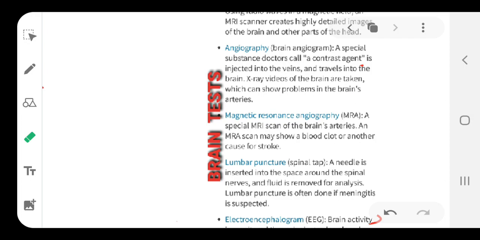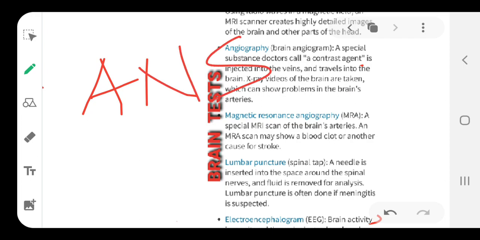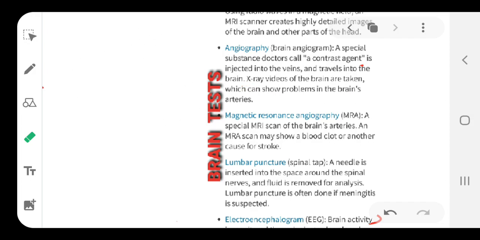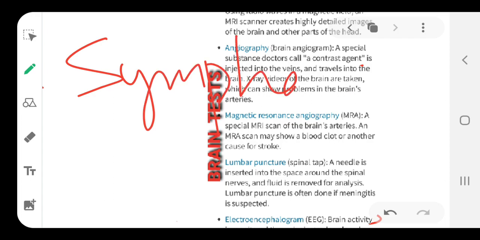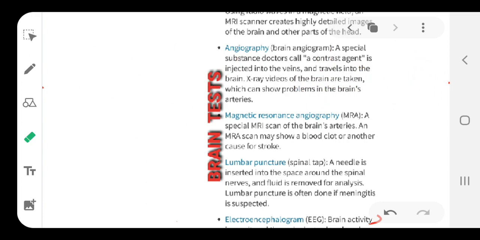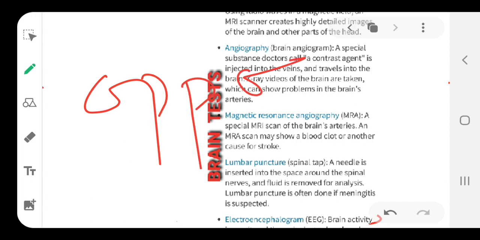Then the second part is the autonomic nervous system. The autonomic nervous system consists of basically two parts: one is called the sympathetic nervous system, and the other is the parasympathetic nervous system. These two parts generally have opposing effects. Write down the words: opposing effect.